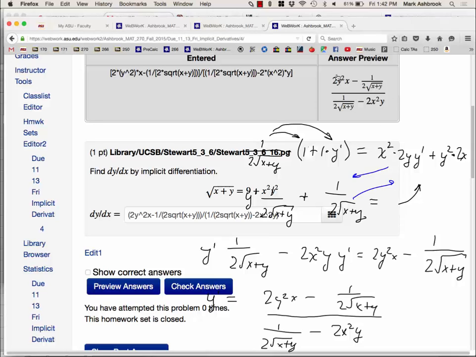And that's what it's showing me. Does that match up with what I wanted? 2y squared x minus 1 over 2 radical x plus y, over 1 over 2 radical x plus y minus 2x squared y. I think it's the same. Got to see that it was indeed what I intended without wasting an attempt. Check answer.